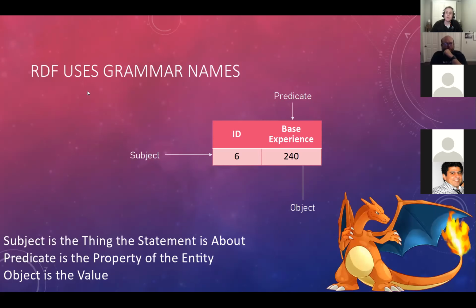RDF does use something called grammar names to represent this. And so instead of calling it row, column, and value in the cell, it's called a subject, predicate, and object. So the subject is this reference to the row, the predicate is the reference to the column, and the cell value is called the object. Subject, predicate, object is what a triple is.